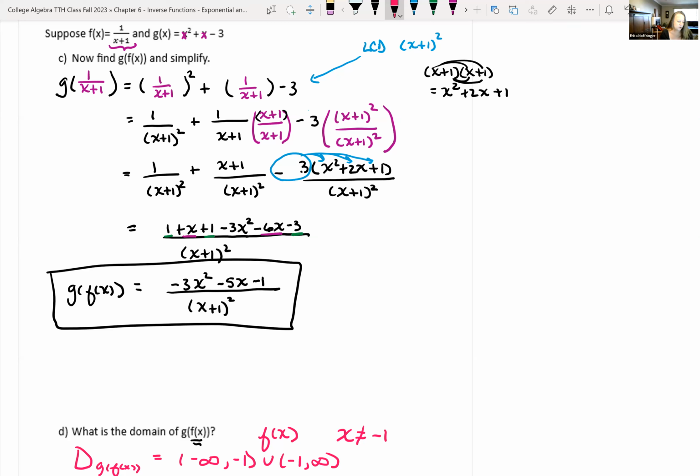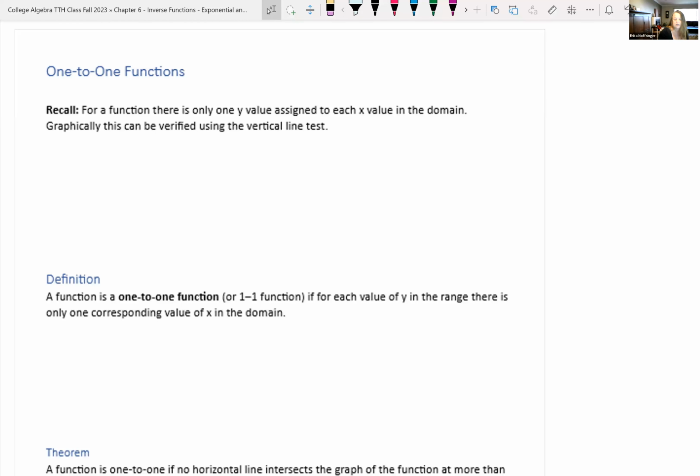Okay, so that was a quick review of taking the composition of two functions. So we'll look a little bit more at finding compositions of functions as we look at finding inverses of functions, or showing that two functions are inverses of one another.